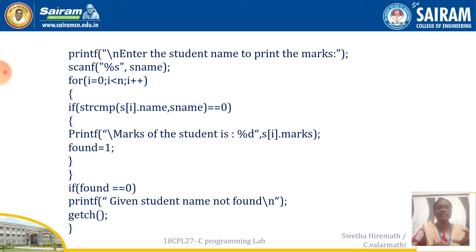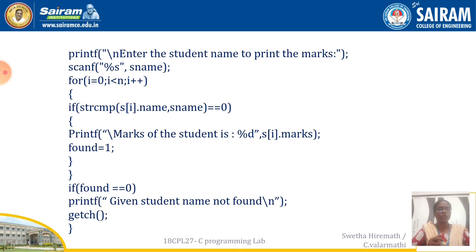First I need to get the student name. So the student name should be stored in the variable sname. So using printf and scanf statements, I got the input. For example, Yamuna is my input. Then this student name should be compared from the first student till the last student. So how can we perform this?